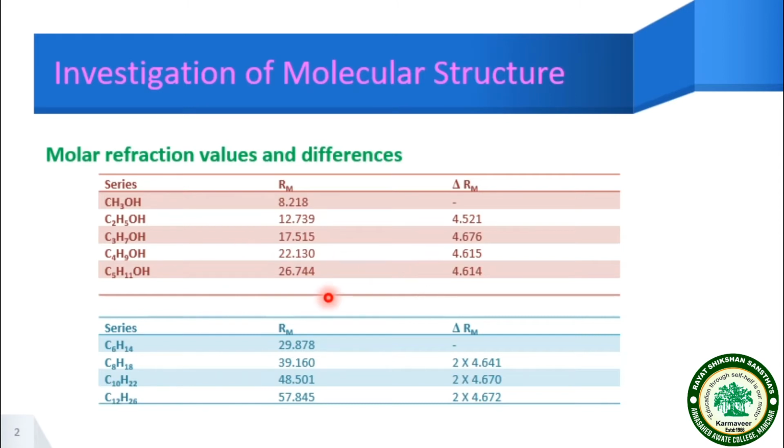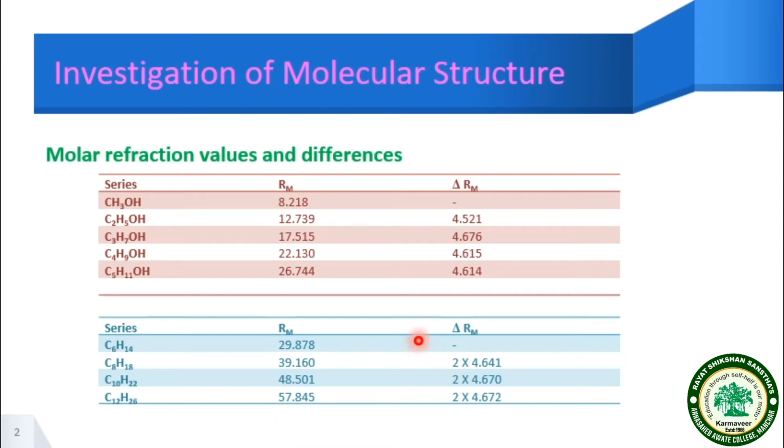Now consider another example, another series: C6H14, C8H18, C10H22, C12H26. Here you will find carbon 6 and 8, 2 is added, and hydrogen 14, 18, 4 are added. So the group added in the subsequent molecule is C2H4, and in the previous series it was CH2, and here it is C2H4, meaning 2 times CH2, isn't it? And the values of molar refractions are represented here.